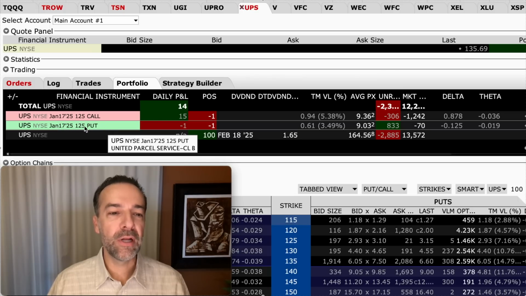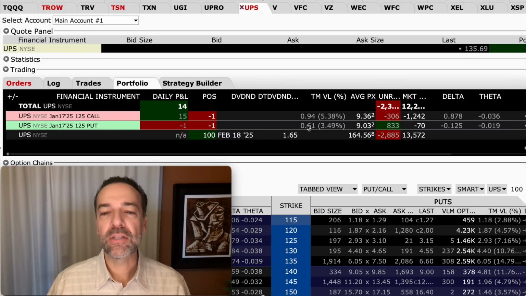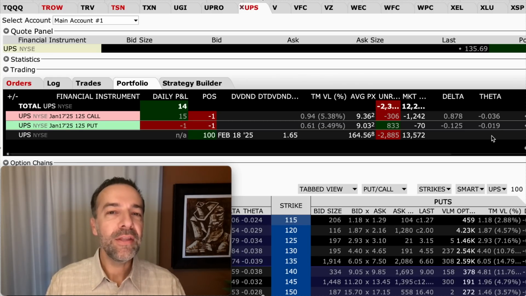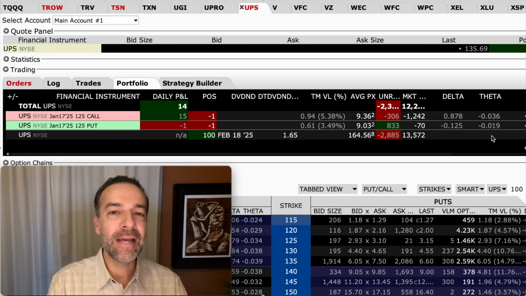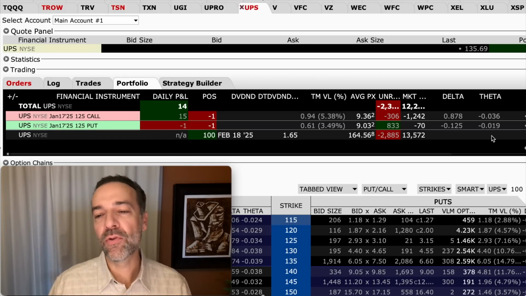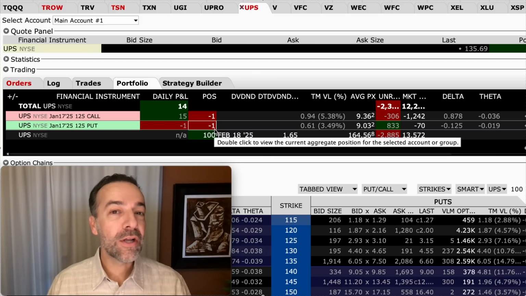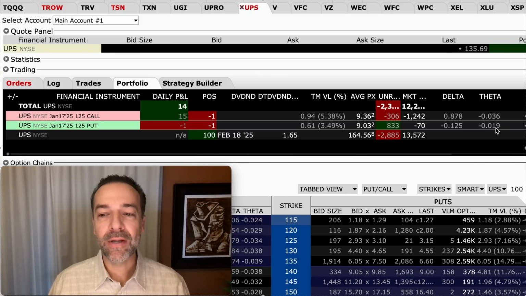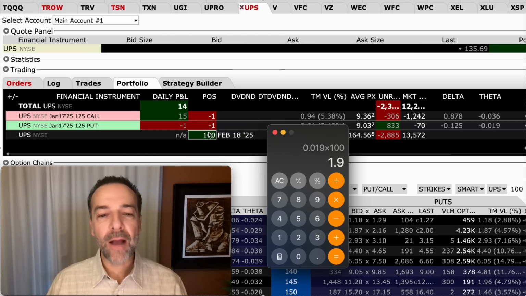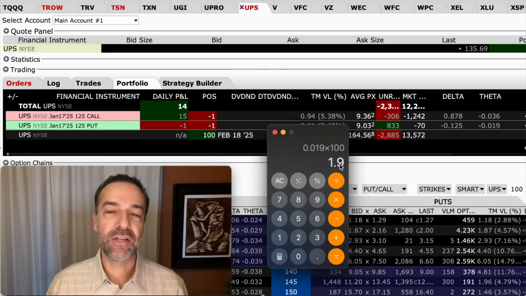Currently, as you see here in the green row, I've sold the January 17th 125 put option. And notice in my portfolio tab here, it tells me the theta of that position is 0.019. Now what theta is, if nothing else changes with UPS between today and tomorrow, the value of this option will lose about 0.019 dollars per share. Since I've sold one contract of this put option, you multiply that 0.019 times 100. And as you see here, the value of this option contract will lose almost $2 over the next day if nothing else changes with UPS.